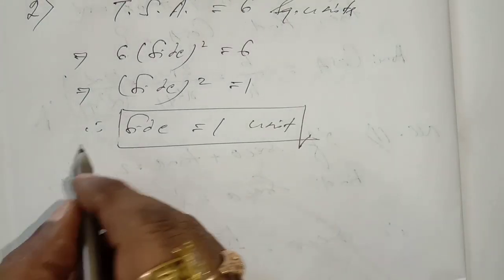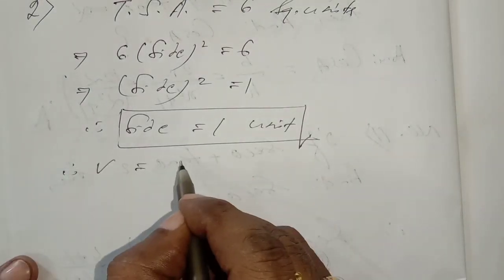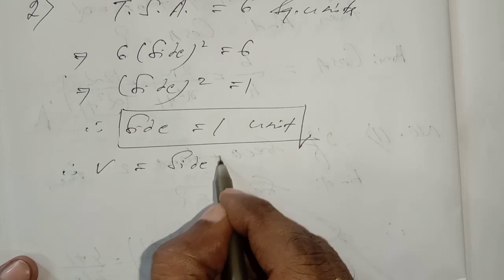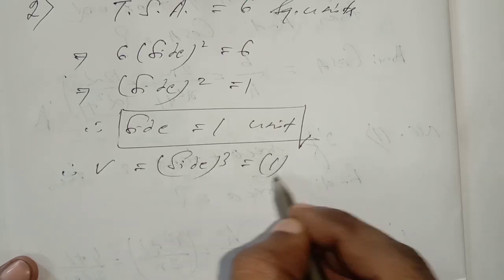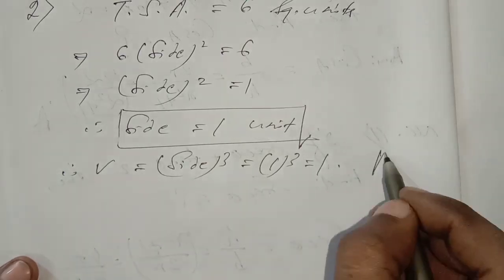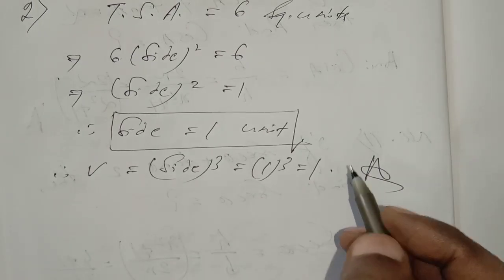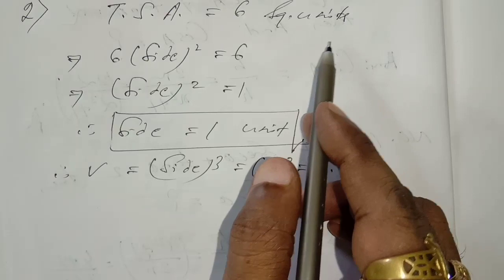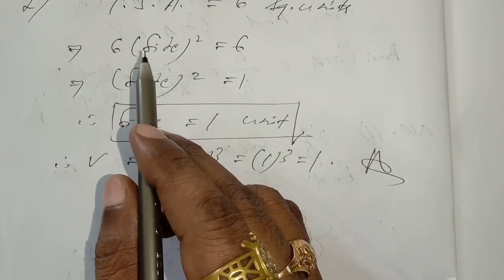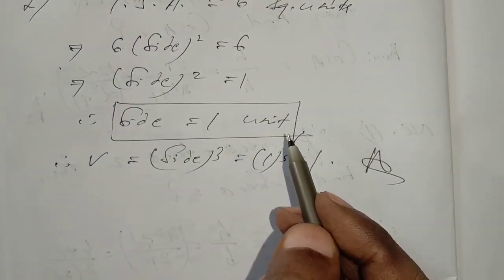Then how to find out the volume of the cube? The volume of the cube formula is what? Side whole cube, means 1 whole cube. 1 whole cube is 1. This is the way of calculating the volume of a cube having total surface area of 6 square unit. If you know the formula, it will be easier to solve. Let us go to the next one.